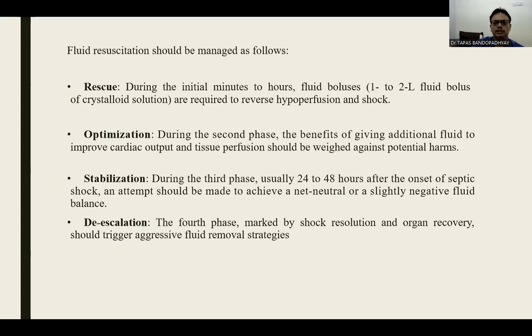Rescue with an initial fluid bolus of 1 to 2 liters is required to reverse hypoperfusion and shock. Then you need to optimize during the second phase. The benefits of giving additional fluid to improve cardiac output and tissue perfusion should be weighed against the potential harms. It should be meticulously monitored. Stabilization is the third phase, usually 24 to 48 hours after the onset of septic shock, and an attempt should be made to achieve a net neutral or slightly negative fluid balance in that stage.